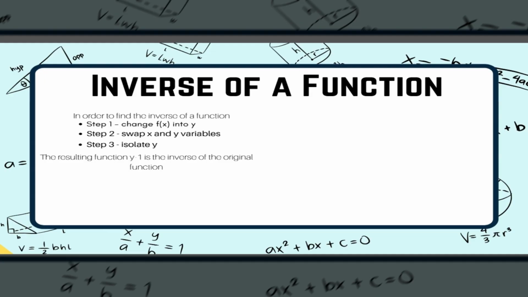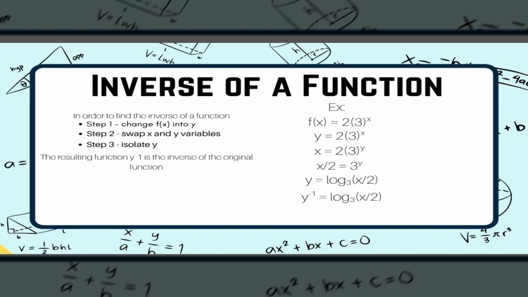Let's try it out with the exponential function. We have the function f of x equals 2 times 3 to the x. Switch the f of x to y. Switch the x and y. Isolate the base by dividing both sides by 2. Then use the inverse relationship between exponential and logarithmic functions to finally isolate y. Remember, the y to the negative 1 is to show that it is an inverse of a function.